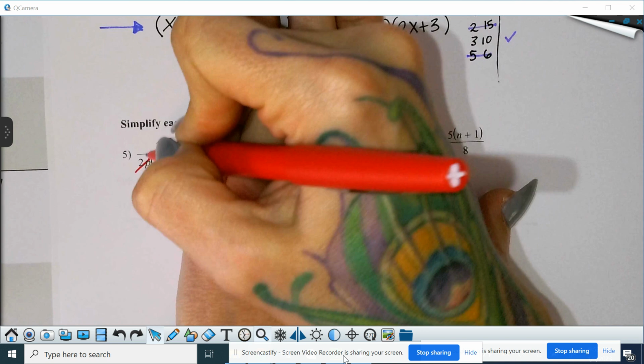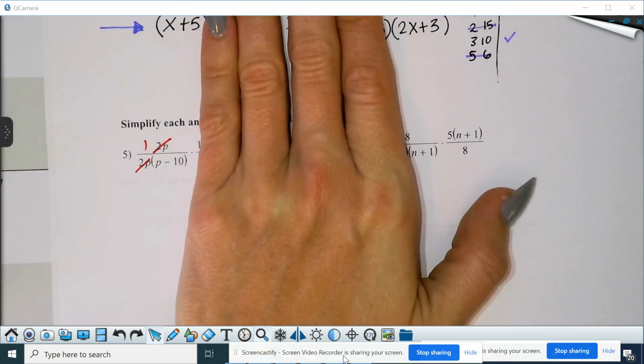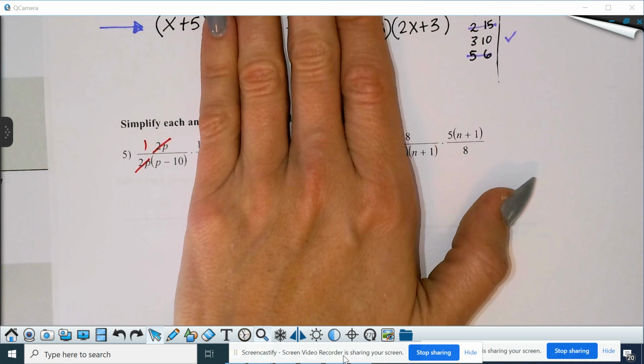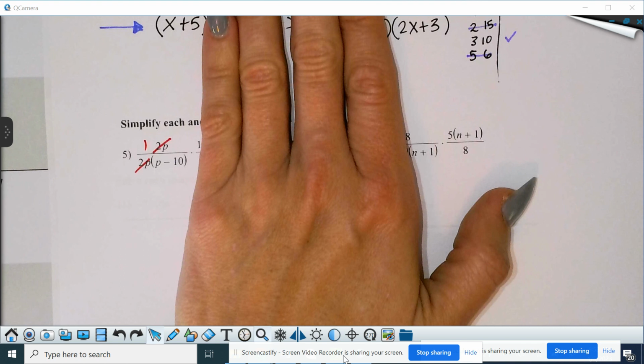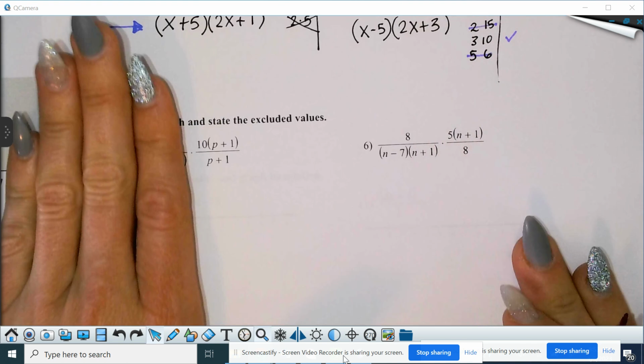Maybe put a 1 right here, especially if you happen to be using a colored pen so it doesn't get lost. So you know something has to stay in the numerator. I've watched students magically make that p minus 10 the answer. And remember, if it's in the denominator, it has to stay in the denominator because that's very different. 1/2 a dollar is very different than $2. And then you would have gotten the second one and factored this guy out.